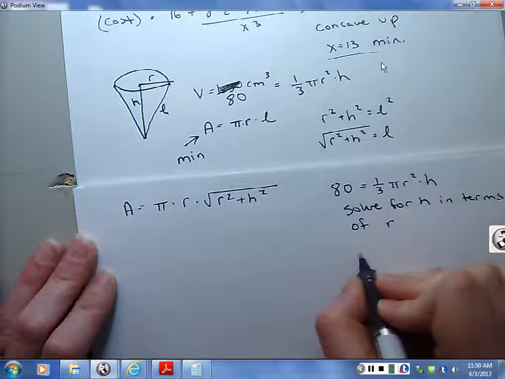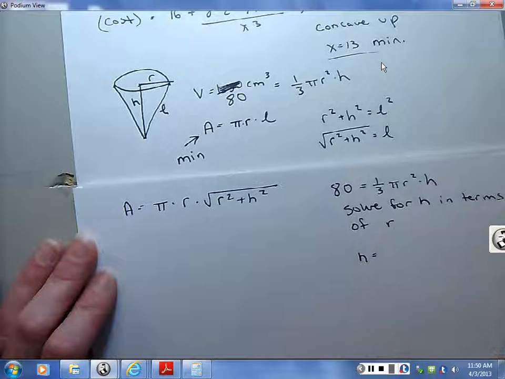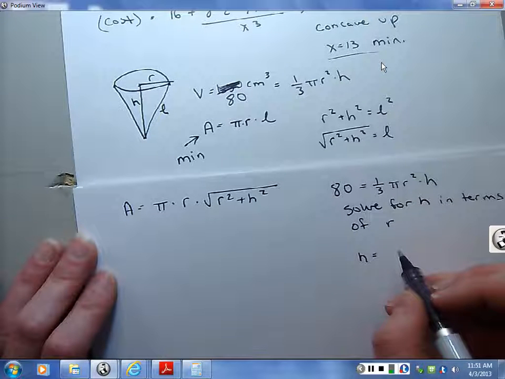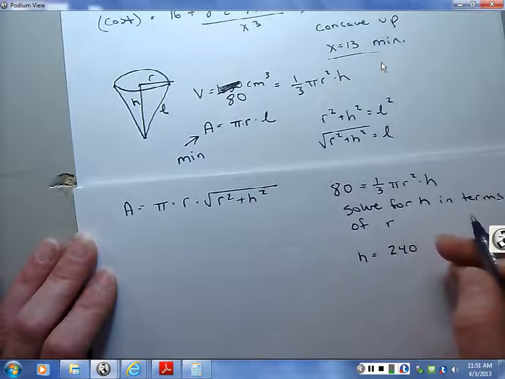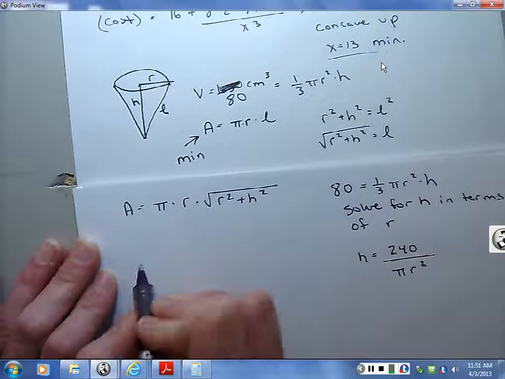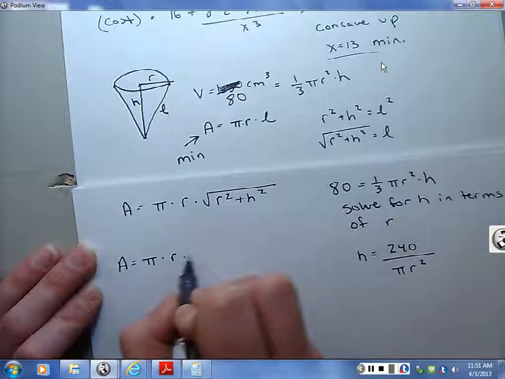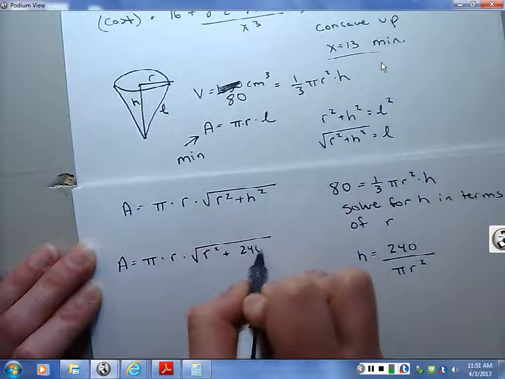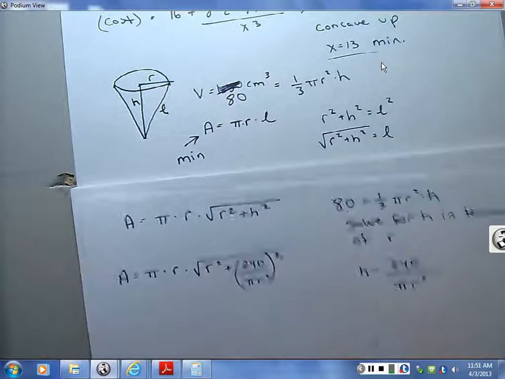So what would this be? 8 times 20, what's 8 times 3? 24, what? 240. Oh, 200, yeah, 24. Divided by pi R squared. So I have my A here is pi times R times the square root of R squared plus 240 over pi R squared, all quantity squared, right?